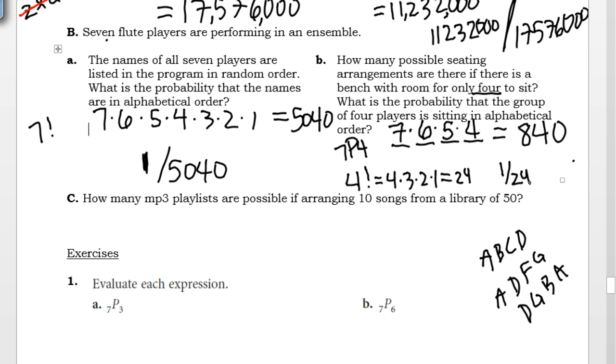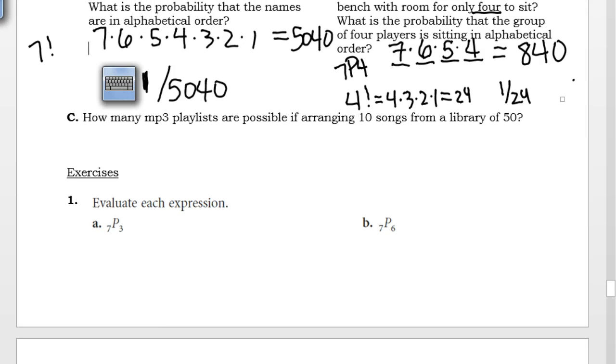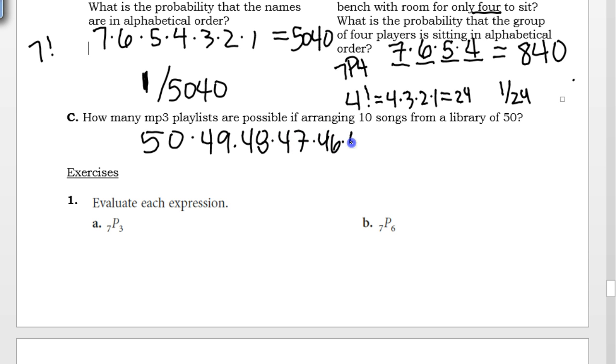And I say that question probably kind of shouldn't be there because it doesn't really relate to the first part of it, part B. So if it's not there on your worksheet, it's because I might have deleted it. Anyways, last example. How many MP3 playlists are possible if arranging 10 songs from a library of 50? So I have 50 songs to choose from. I'm going to put one song on my playlist, and then I only have 49 left, and then I'm going to put another one, and I have 48 left, and I'm going to put another one, and another one, and I'm going to keep going until I have 10 songs. And that's basically 50p10.